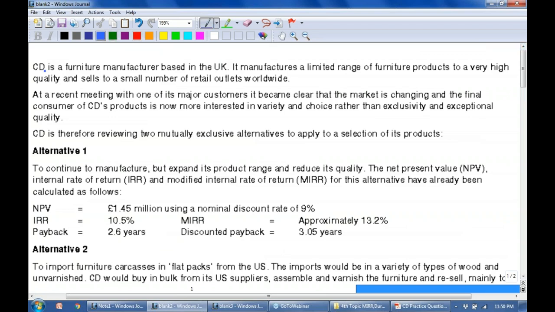Number one, CD is a furniture manufacturer based in the UK, local currency sterling. It manufactures a limited range of furniture products to a very high quality and sells to a small number of retail outlets worldwide. At a recent meeting with one of its major customers, it became clear that the market is changing and the final consumer of CD products is now more interested in variety and choice rather than exclusive and exceptional quality. Means actually they wanted to invest in more aspects.